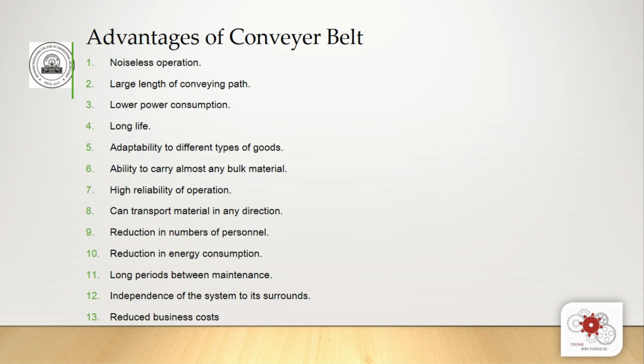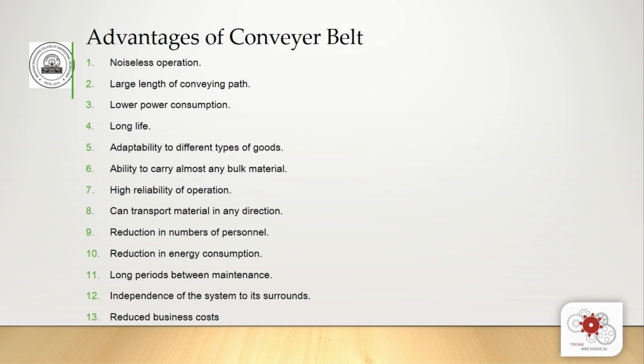Another advantage is the ability to carry almost any bulk material. If we just replace the belt material, that means instead of rubber we can have steel, and instead of a plain or flat belt we can have troughed belts. So just by replacing the type of belt, we can handle any kind of material for material transportation.